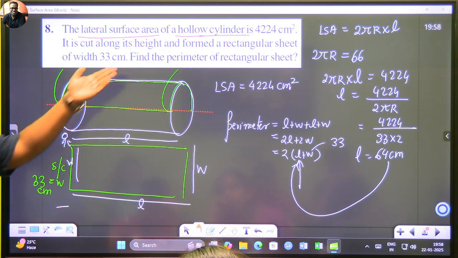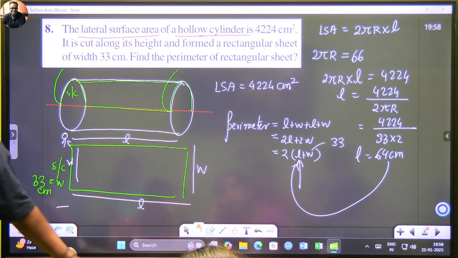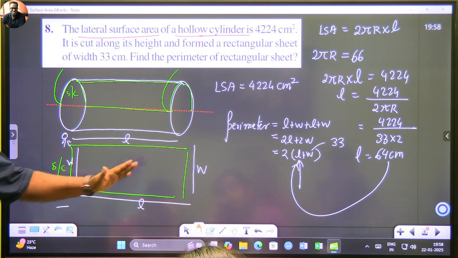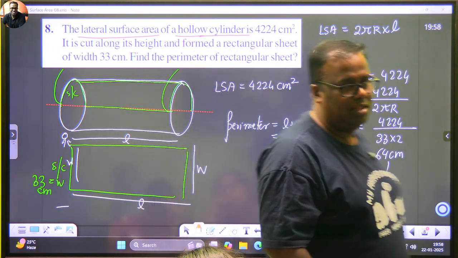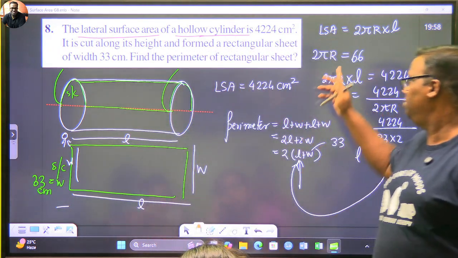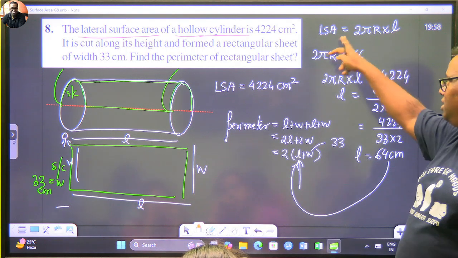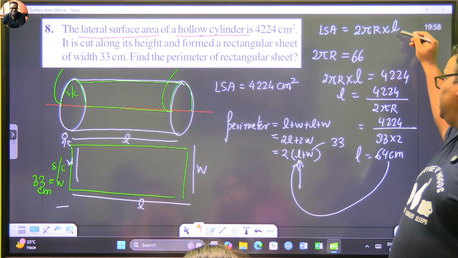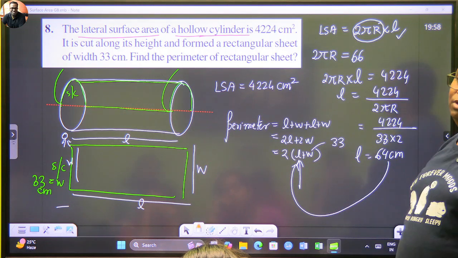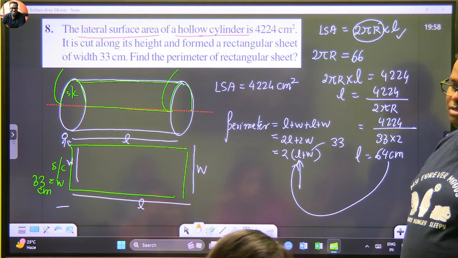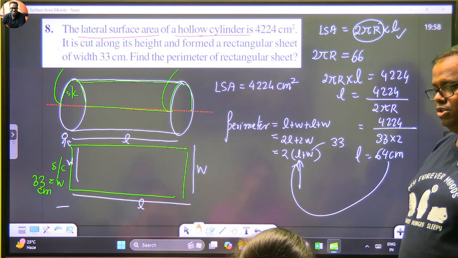They have said that the width is 33. That means the semi-circumference is 33. So the circumference should be how much? 66. There is no need to calculate r at all because you know 2 pi r into L is your LSA. We need this value, and overall this value's measurement is available with you. Clear?